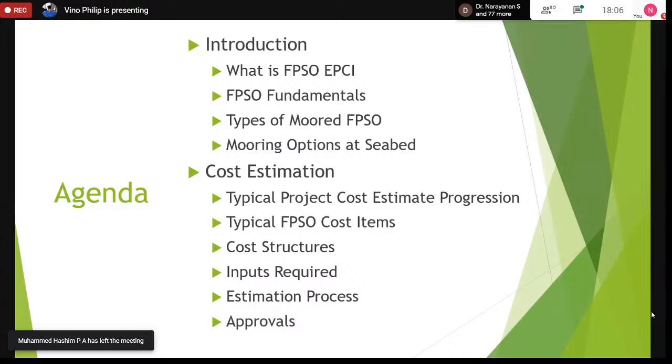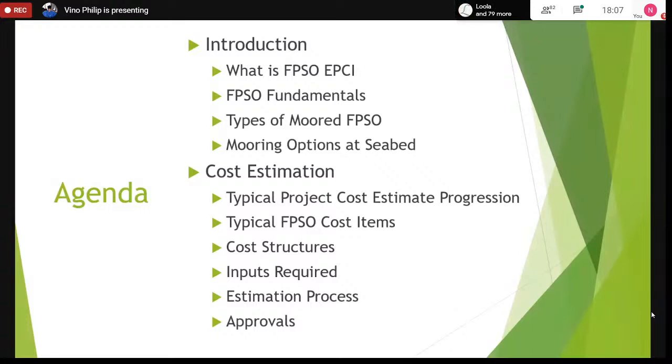And then I will explain the mooring options at seabed, just for the fact that this is more related to a geotechnical subject. I will share two of the major mooring options at seabed. Then I will go into a deeper explanation of the cost estimation mechanism, the typical project cost estimation progression from early concept selection through FEED, through the actual construction, and then through final as-built. Then I will show you the categorizations of cost items, typical FPSO cost items, what kind of costs are there, the nature of the costs. And then I will explain the cost structures.